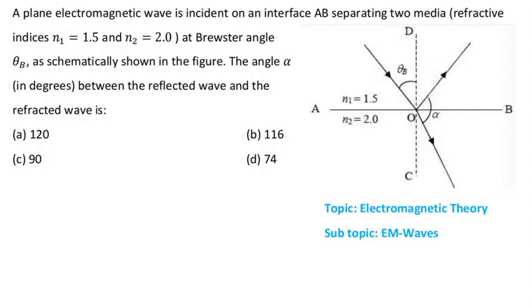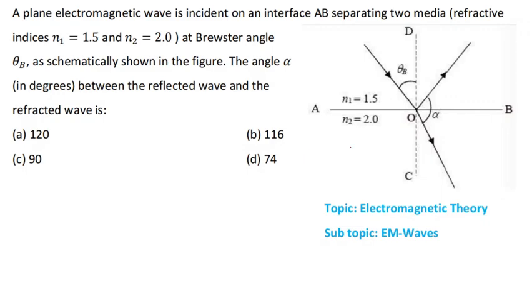Hi. Now come to the next problem. A plane electromagnetic wave is incident on an interface AB separating two media, refractive index n1 = 1.5 and n2 = 2, at a Brewster angle theta B, as schematically shown in this figure. So the angle alpha in degrees between the reflected and refracted wave is.